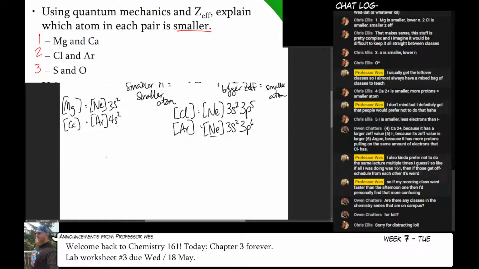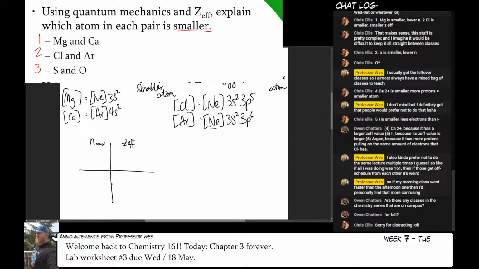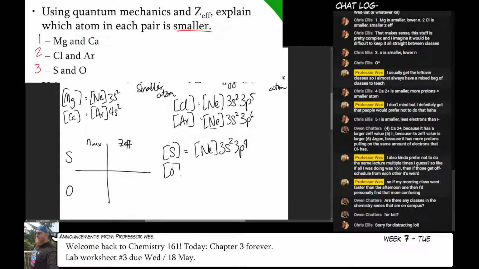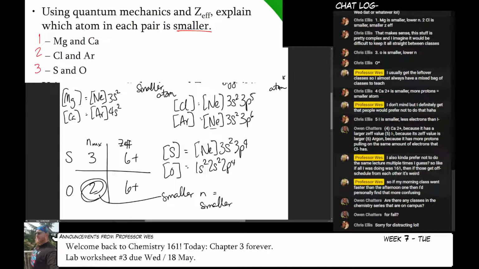And then we'll go down here, and I'll just paste this in here. And then for the last one, we've got sulfur and oxygen. I'll just do this over here this time. So sulfur is neon 3s2, 3p4. I think that's right, yeah. And oxygen, we'll just do this. And so, something obvious. And if you want to calculate it, you can. And there you go.